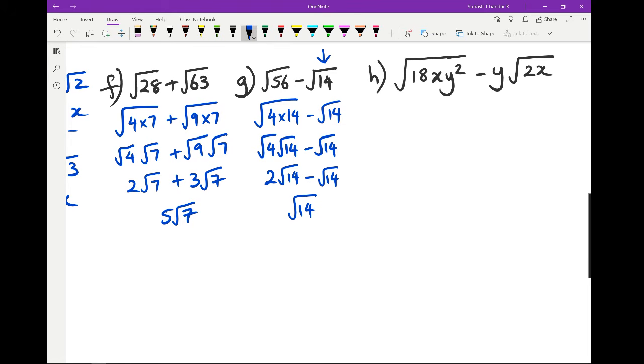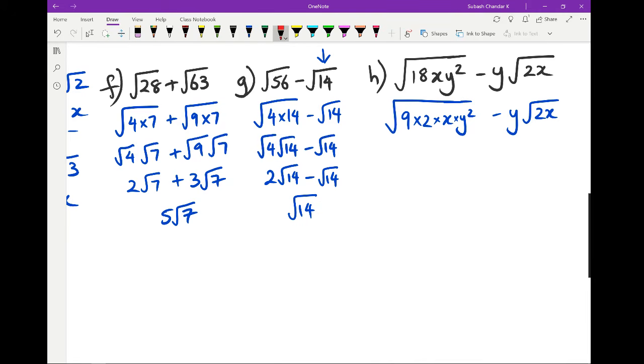Hopefully you guys are okay with that. And then now moving on to h, we have to do what we did just previously. We've got to split up everything that we can. So the 18, I need to split up the 18 first to 9 and 2. And then I've got x times y squared minus y square root of 2x. I'm not going to do anything to that y 2x. I'm just going to leave it as it is.